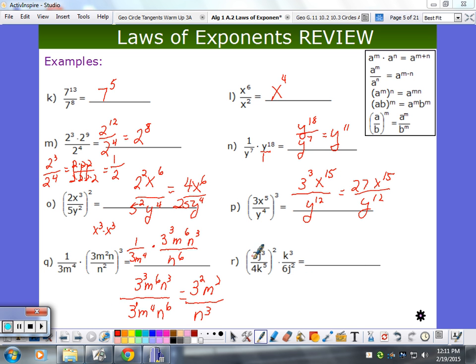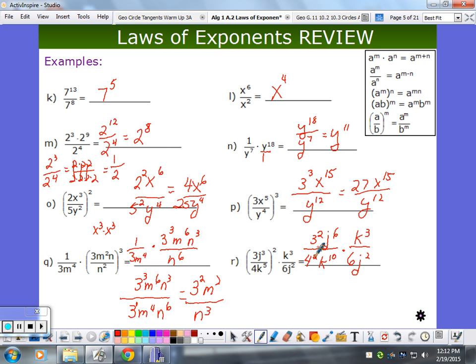Oh, okay, so I like to get rid of the 2 first. So let's see, that's 3 squared j^6 over, now I have to square everything on the bottom, right? 4 squared k^10. So far so good, times this k to the 3rd power. Oh, that's a J? That's a J.